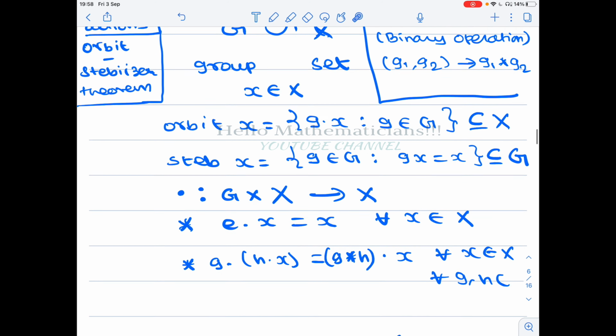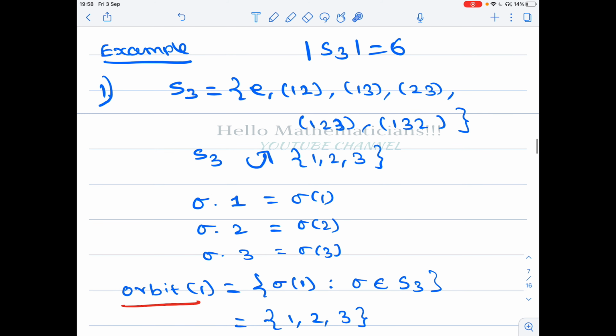Okay, so let's see some examples. We'll take the group S3. S3 means the symmetric group on three symbols 1, 2, 3. So it contains the identity permutation, then the two cycles (1 2), (1 3), (2 3), then the three cycles (1 2 3), (1 3 2). These are the six elements in S3. Now this S3 is my group. It is acting on the set {1, 2, 3}. So this is my set X.